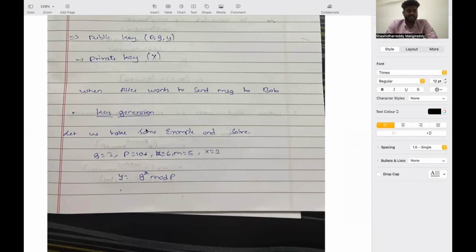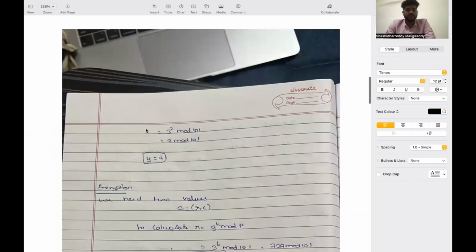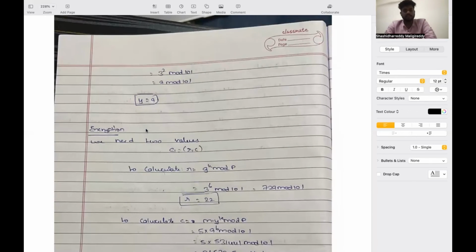I've taken an example from the internet where G equals 3, P equals 101, K equals 6, the message equals 5, and X equals 2. Normally Y will be given in the question itself, but if not, no issues, we have an equation to find the value of Y. The equation is Y equals G power X mod P. By using this equation, we're going to find the value of Y.